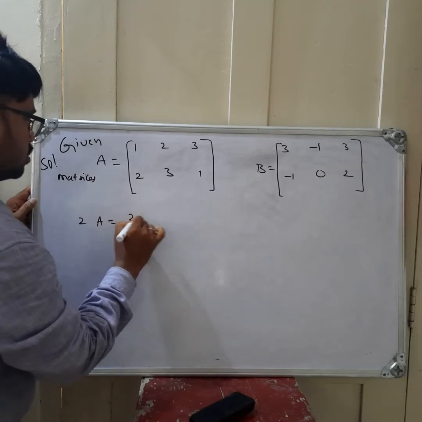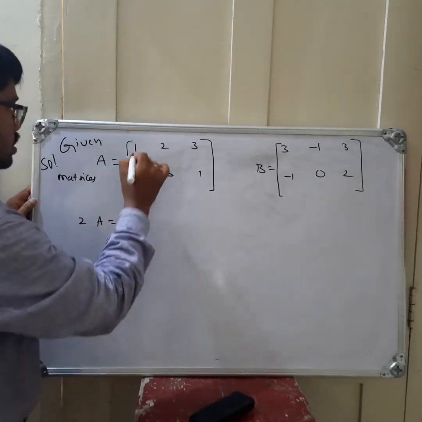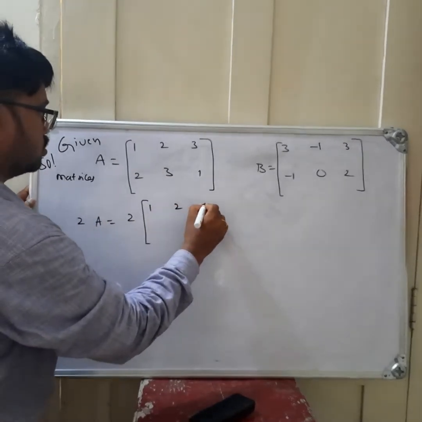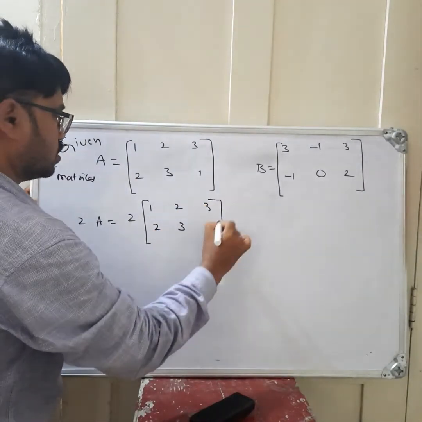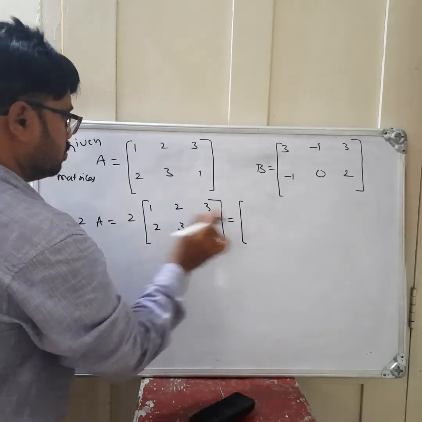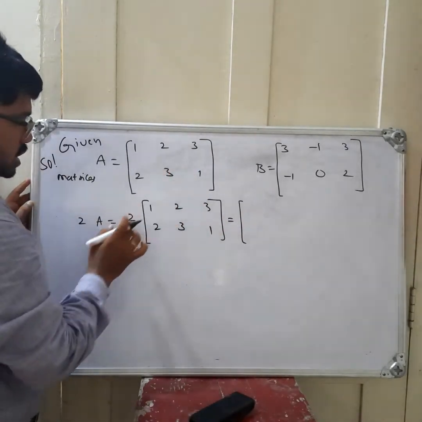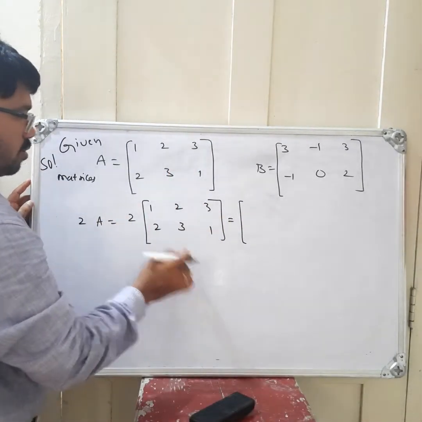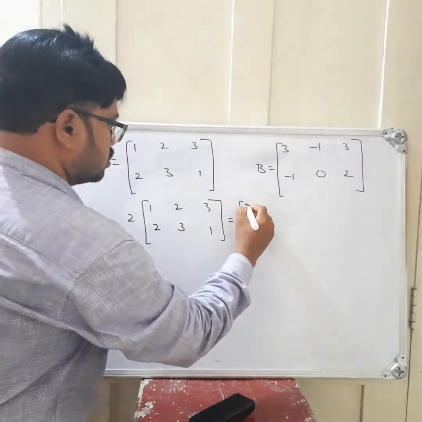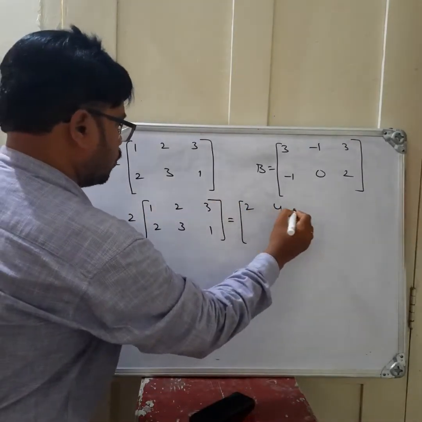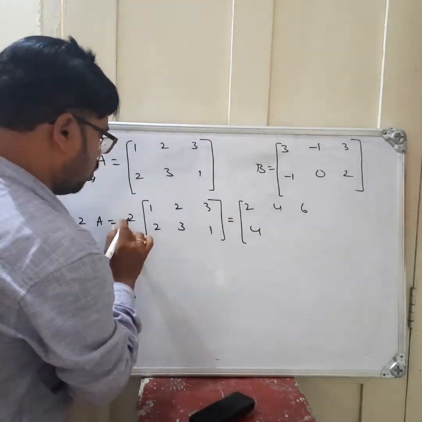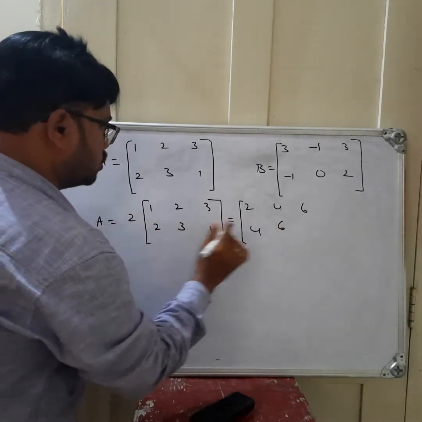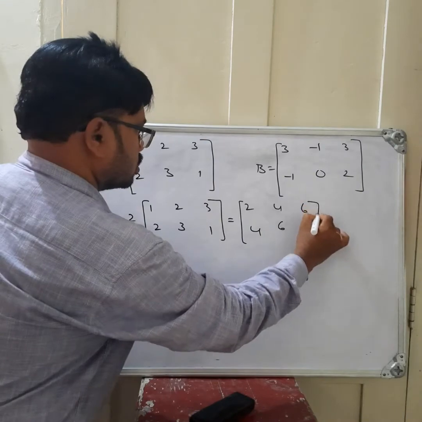Now 2A, 2 into this matrix 1, 2, 3, 2, 3, 1. Multiply this matrix by the scalar 2, each and every element: 2 times 1 is 2, 2 times 2 is 4, 2 times 3 is 6. Next, 2 times 2 is 4, 2 times 3 is 6, and 2 times 1 is 2.